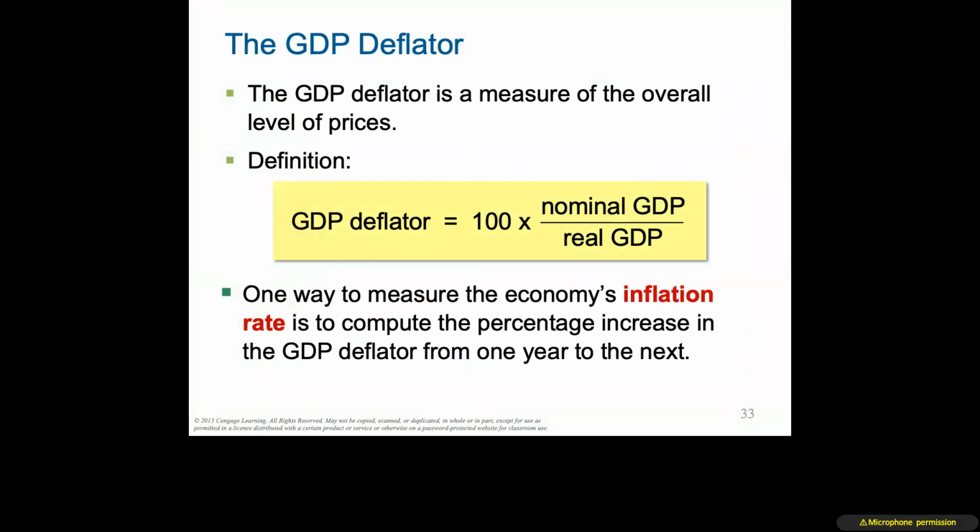The GDP deflator is a measure of the overall price levels. What it's doing is calculating what's going on with pricing by taking the nominal GDP, the GDP right now, divided by the real GDP for a year. So it's one way to measure an economy's inflation rate. It's literally calculating the percent increase year over year.